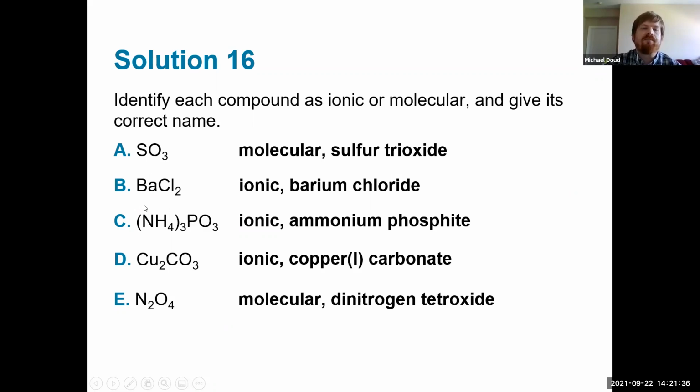Okay, here's a tricky one. Number C, we have (NH4)3PO3. In this case, NH4 is ammonium, which is the positively charged polyatomic ion that we had to learn about in the last lecture. It always has a 1+ charge, so ammonium is the cation. That means this is going to be an ionic compound for sure. Then we're left with PO3 with a 3- charge. That matches phosphite. So the name of the compound is ammonium phosphite.